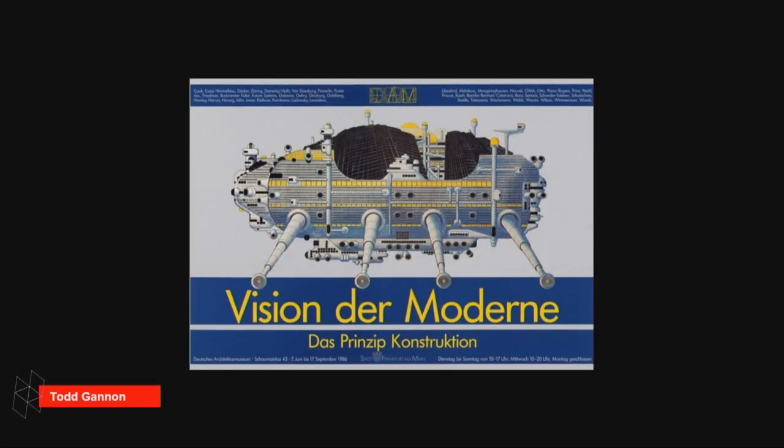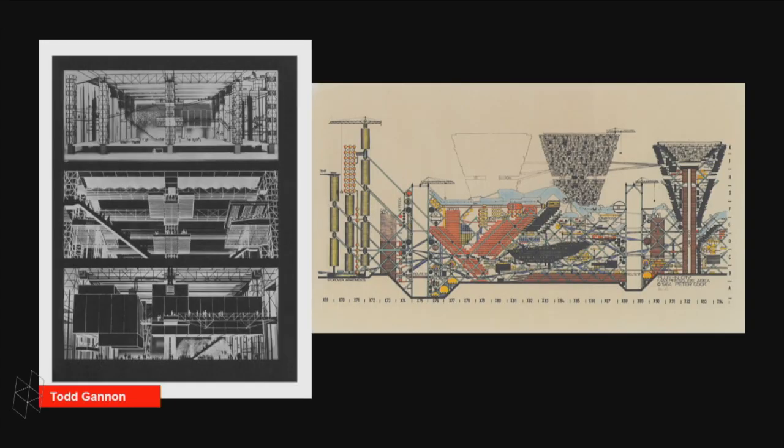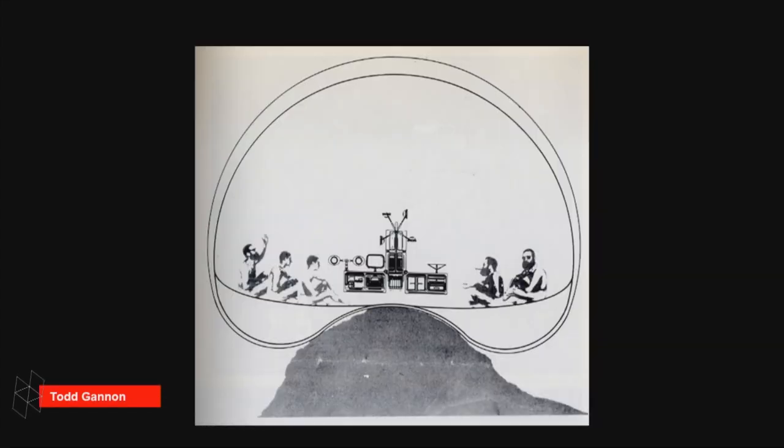And Todd sort of brought in high tech, and he said we should talk about high tech, because it was around the same time. And he was sort of bringing up Reyner Banham and some of Reyner Banham's interests in the high-tech movement. So Todd brings in high-tech architecture, Cedric Price, Archigram, and this other question of envelope. How minimal can the envelope be?